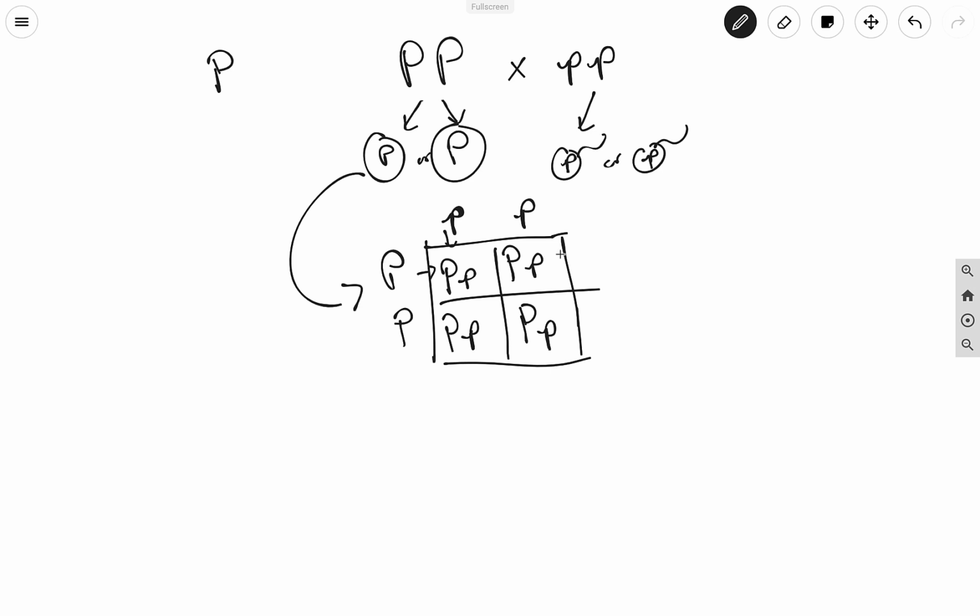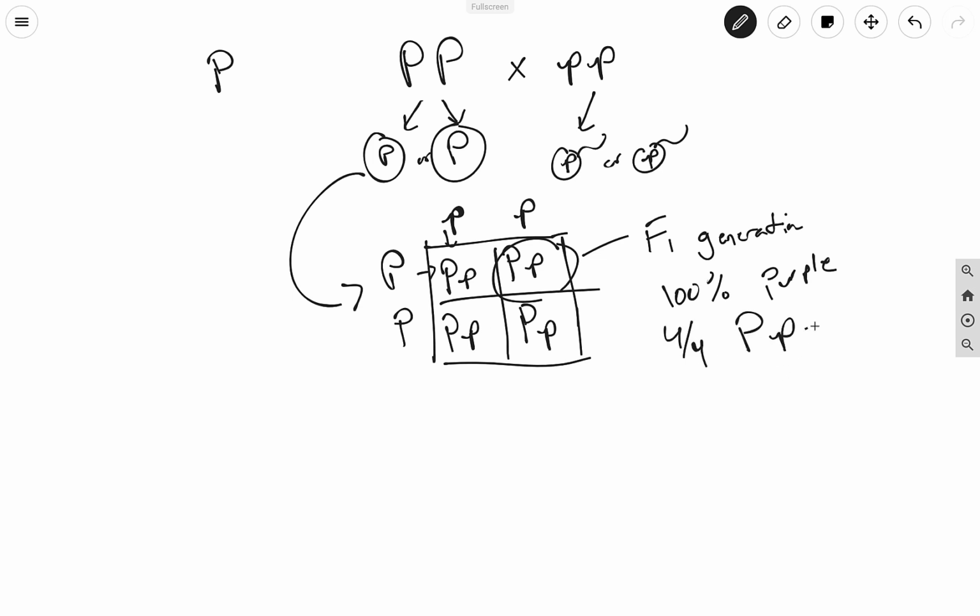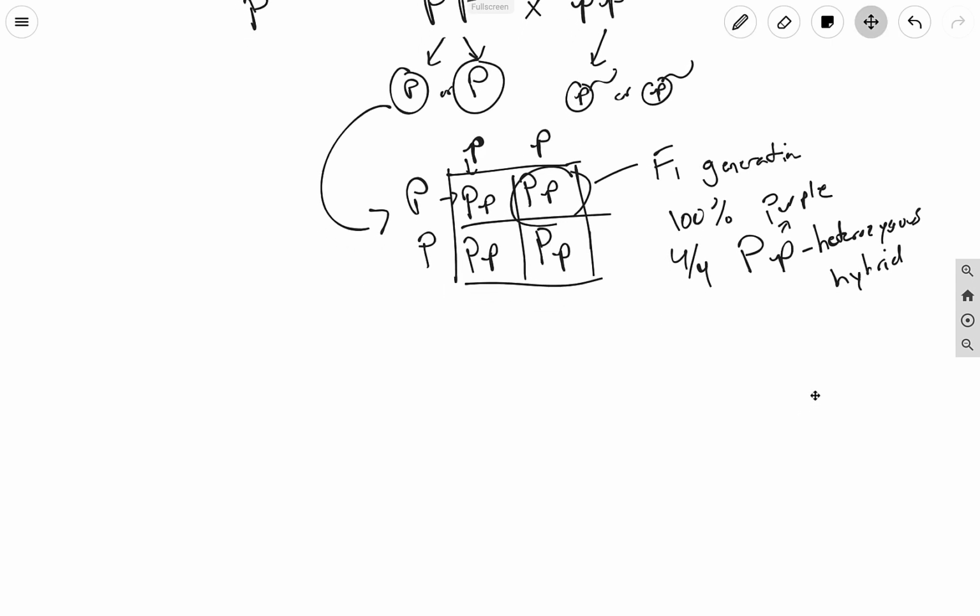Now we can see that these individuals make up the F1 generation. If you remember what Mendel saw, he saw that the F1 generation was 100% purple flowers. Here we can see that represented in the genotypes. We've got all 4, so 4 out of 4 are big P, little p. They're all heterozygous, or hybrid. And here we can see the big P completely covers up the little p, and we get all purple. Then he did another cross.